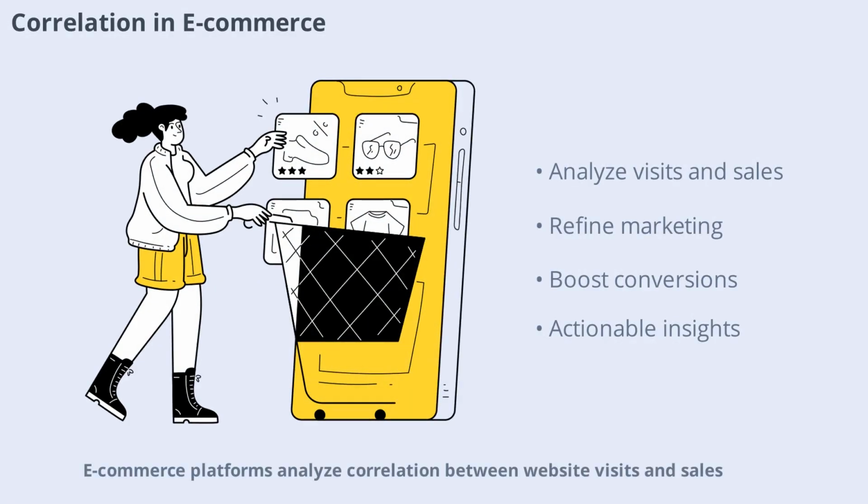E-commerce platforms analyze correlation between website visits and sales. By understanding these patterns, businesses can refine marketing strategies and boost conversions. Correlation helps turn online data into actionable business insights.